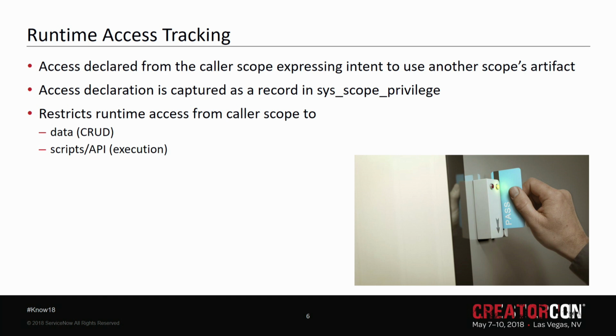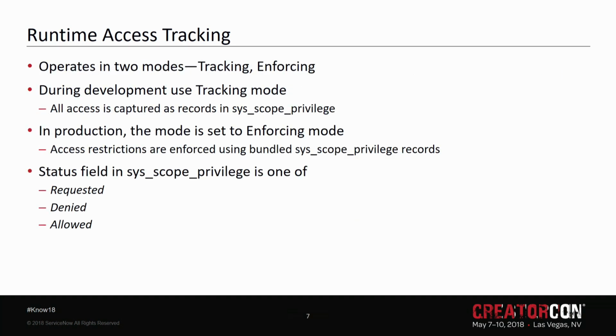So what this feature allows you to do is, as an application developer, you can declare that you're accessing tables or script includes or script APIs through script. This operates in two modes. When you're developing, it's set to tracking mode. So you just go through all your scripts, and records are created which capture what you're accessing.